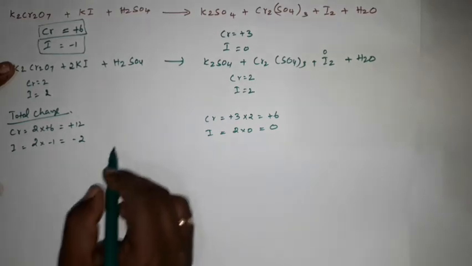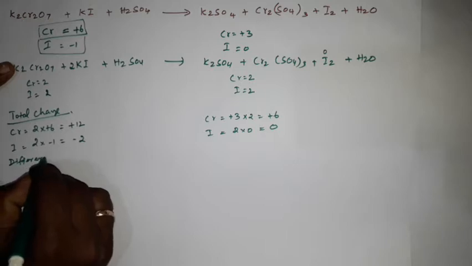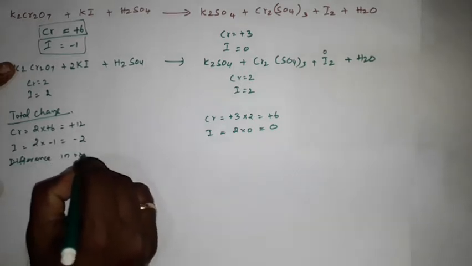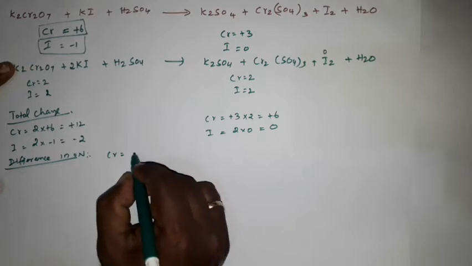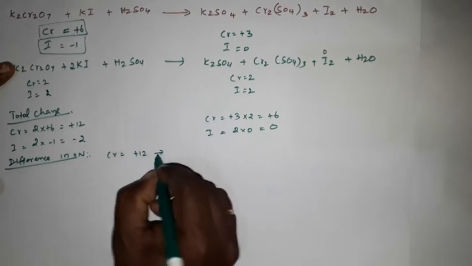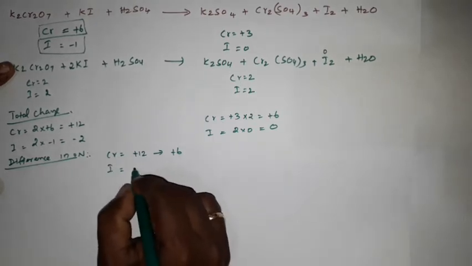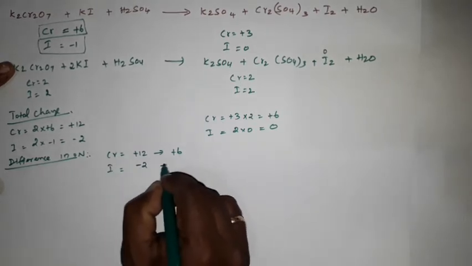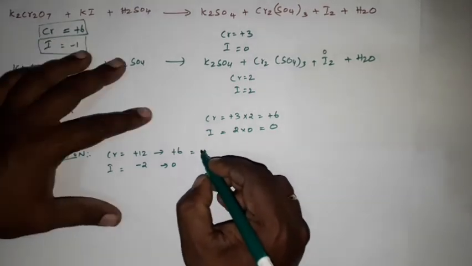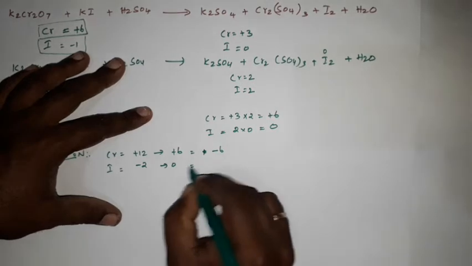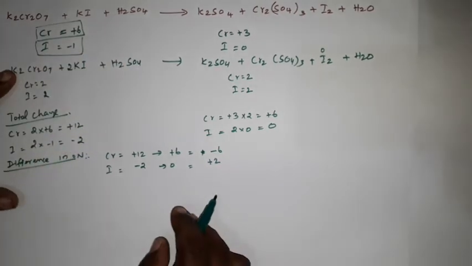Clear? Now find the difference in oxidation number. That is for chromium, plus 12 to plus 6, and iodine, that is minus 2 to 0. So the difference is minus 6 for chromium, and here the difference is plus 2. Clear? Hope you understood this step.